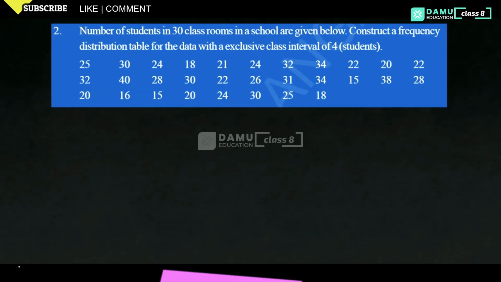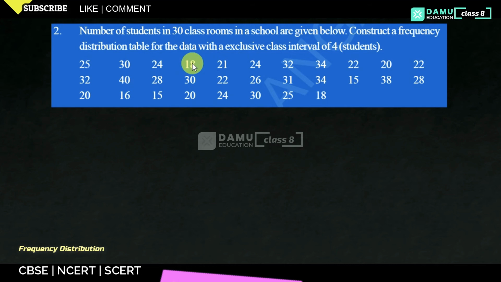So here our second question is: the number of students in 30 classrooms in a school are given below. Construct a frequency distribution table for the data with exclusive class intervals of 4 students. Exclusive class intervals means the upper limit of the first class interval will be equal to the lower limit of the second class interval. So that is the case.